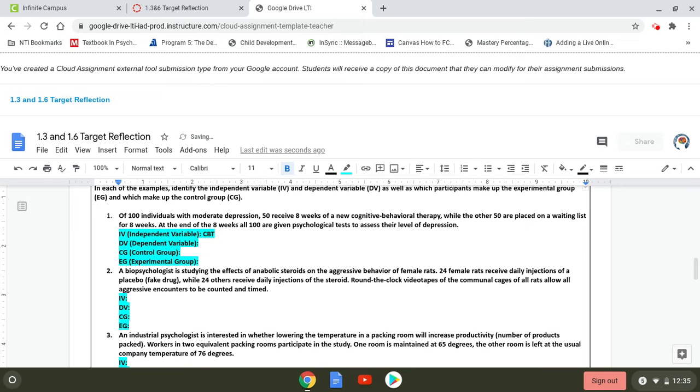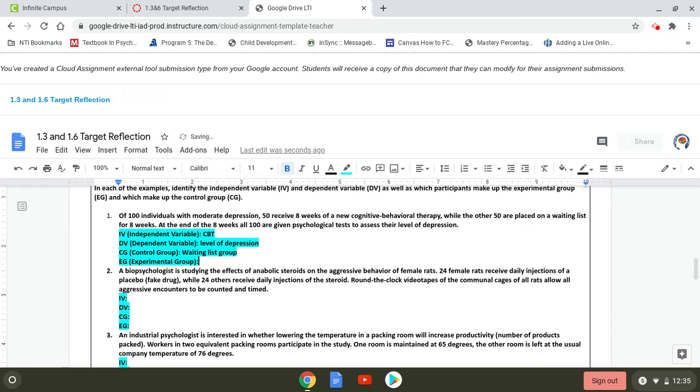So I'm going to just use the acronym for that. Cognitive behavioral therapy is what changes, so you're either given it or not. And then the dependent variable is what we measure. It's their level of depression. Now, your control group is the group that basically doesn't get the treatment. The treatment is what the independent variable is. So the group that doesn't get any treatment is essentially the ones on the waiting list.